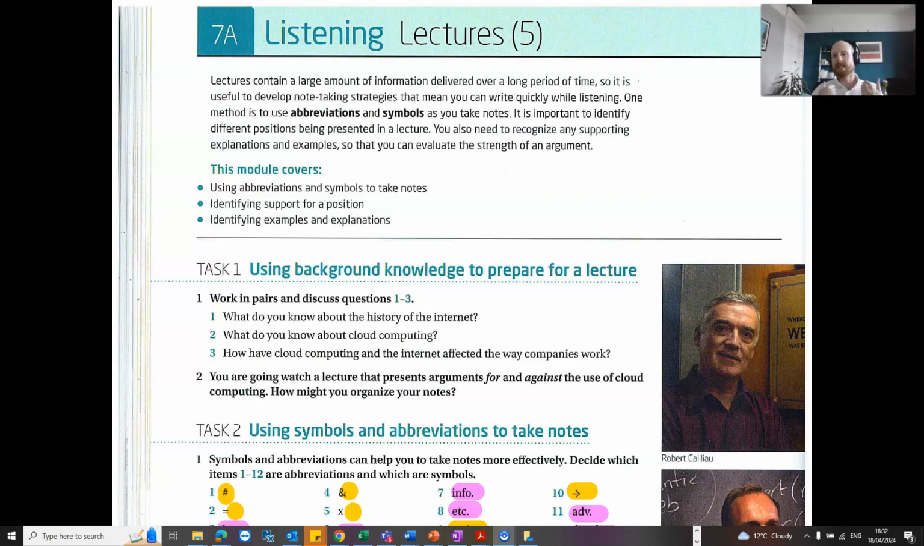When you're listening to a lecture, you might find that the lecturer is offering a certain position or stance. So it's important that you learn to identify different positions presented in that lecture. You also need to recognize any supporting explanations and examples, so you can evaluate the lecturer's argument and the strength of that argument. So this module covered using abbreviations and symbols to take notes, identifying support for a position or stance on the part of the lecturer, and identifying examples and explanations in a lecture.